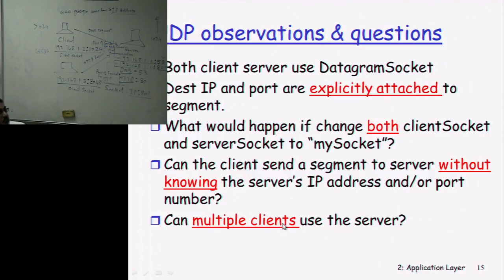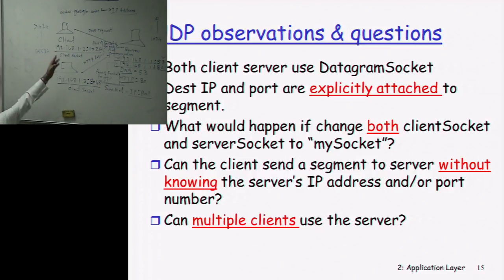Can multiple clients use the server? Yes, definitely. Multiple clients, more than one HTTP request can come to this HTTP server. More than one DNS request can come to this DNS server. Why? Because the port numbers of the different clients might be the same, since the operating system of one client is not aware of the other client's operating system and which port number it is assigning.